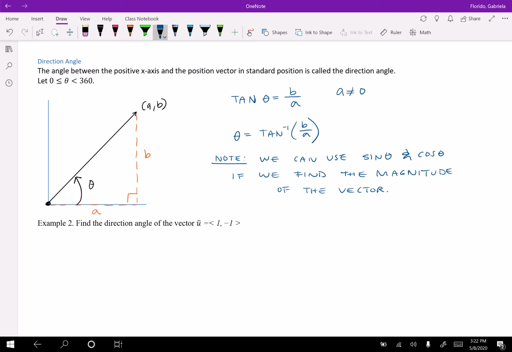Okay, so let's try this example 2. Let's make sure that we're really comfortable here. And so example 2 says find the direction angle of the vector u, which is equal to 1 comma negative 1. So that is my terminal point, 1 comma negative 1.